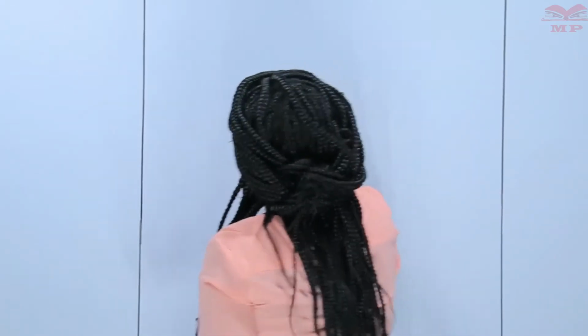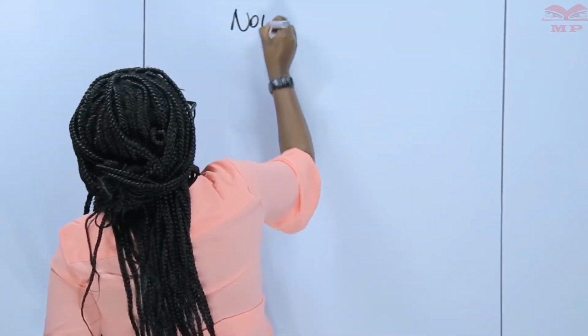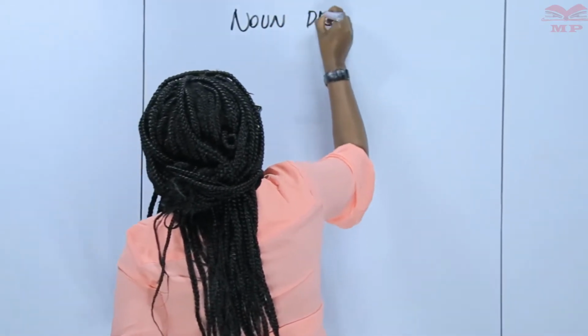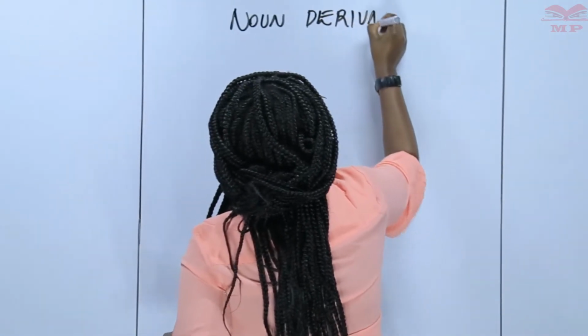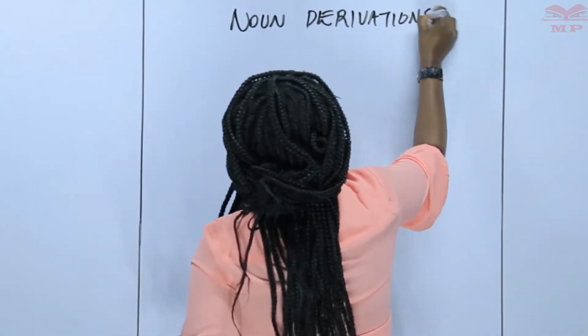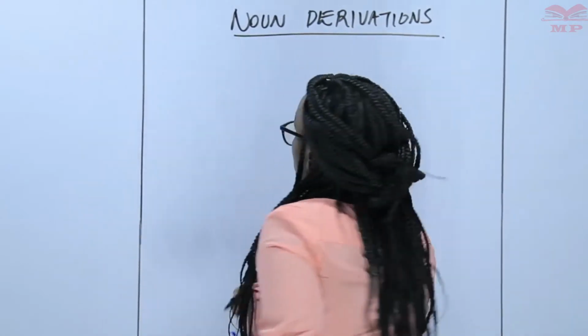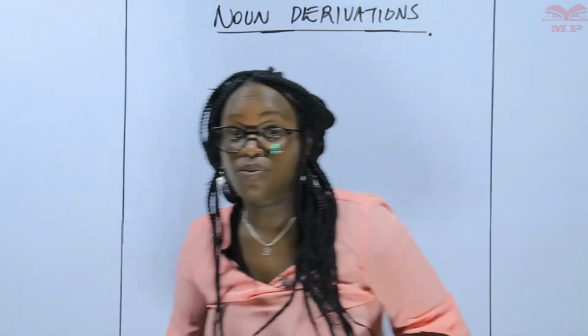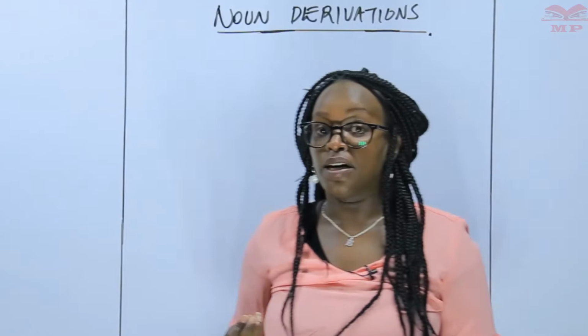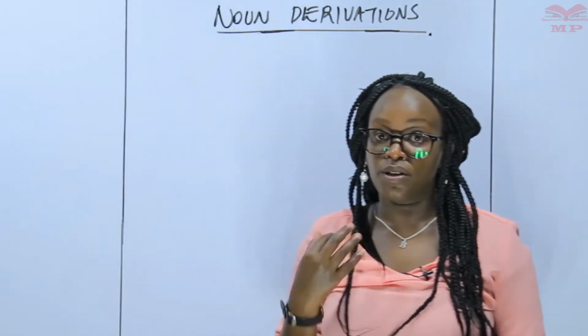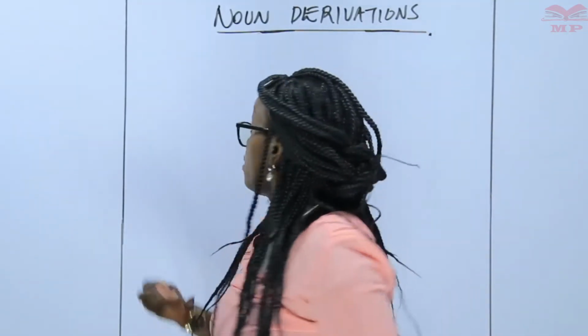This lesson, I want us to continue with the nouns. Remember, I said that we were not done with the suffixes. So in this lesson, we're going to cover 3 different suffixes. We're still talking about noun derivations. I also want you to remember that we are still going on with English Form 3 grammar.